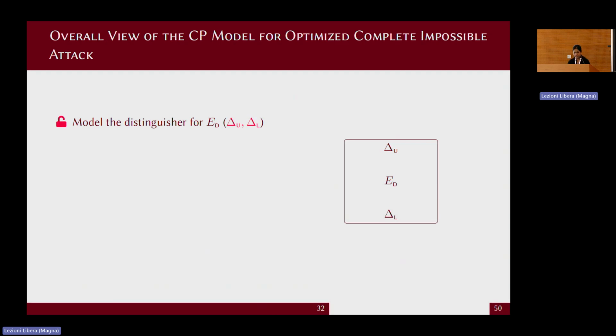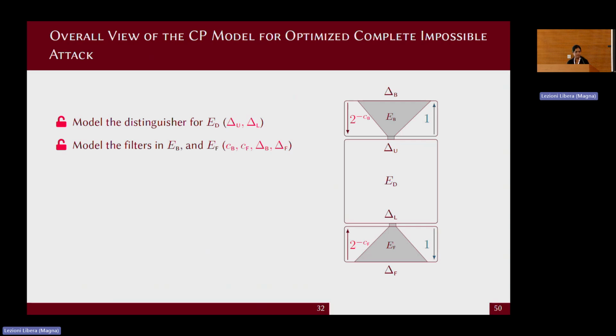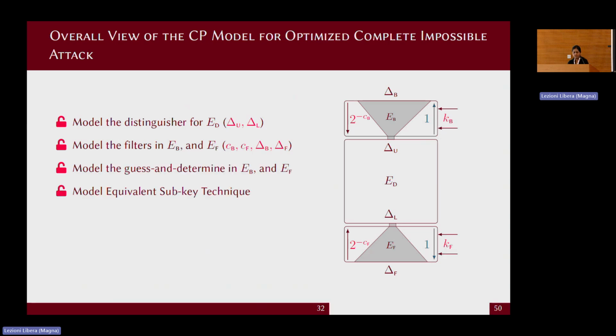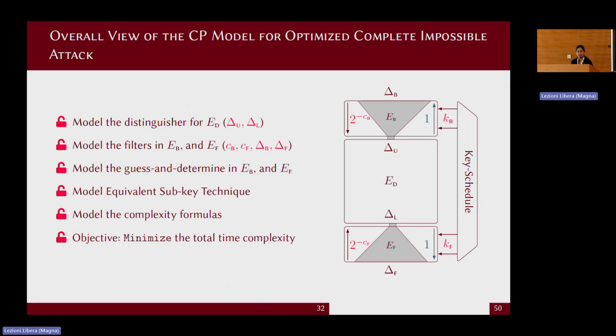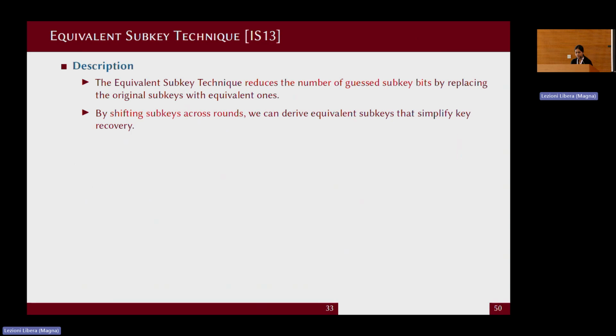So now moving on to our complete CP model for ID attacks. First we model the distinguishers, as I have explained. Then for the upper and lower parts, we model the filters in E_B and E_F, and then model the guess-and-determine part. In this method, we model the involved subkey bits, and finally we model the equivalent subkey technique. That technique helps reduce the number of involved subkeys. Then we model the essential parameters related to the complexity formulas, and then minimize the total time complexity. This is the complete overview of the CP model.